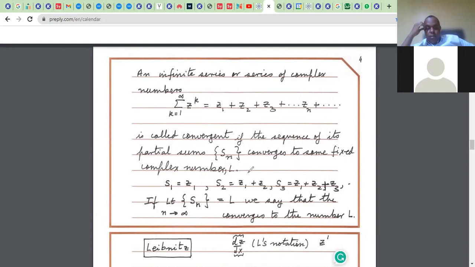Do you know what we mean by partial sums? Partial sums means that we are adding to the previous one. Like S1 equals z1, S2 equals z1 plus z2, and S3 will be z1 plus z2 plus z3. It means the partial sums, right?